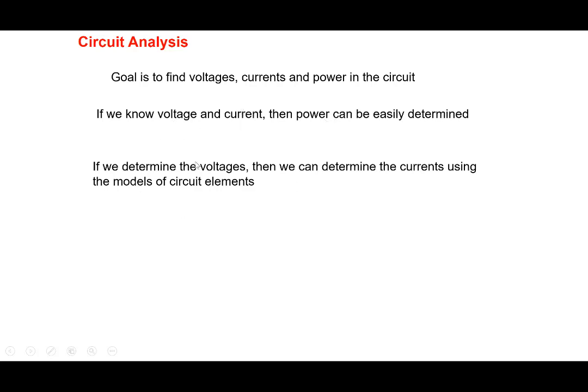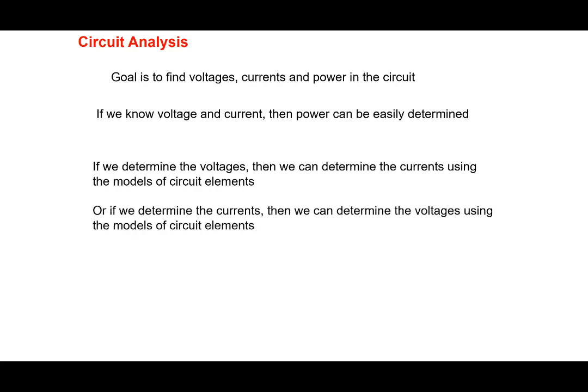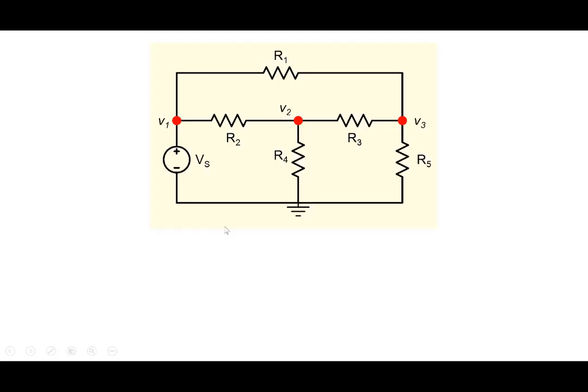The other one is, if you determine the voltages, let's say anywhere, everywhere in the circuit, we'll elaborate on that, then you can determine the currents also. So voltage and currents are not really independent of each other. If you determine all the voltages, then you'll be able to determine all the currents as well. On the other hand, if you're able to determine all the currents, then you can determine the voltages also using the models of circuit elements. So let's elaborate on that.